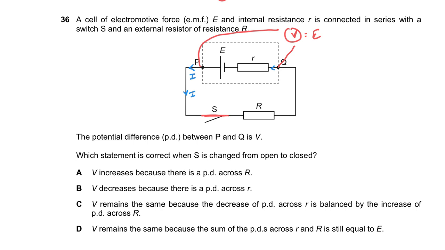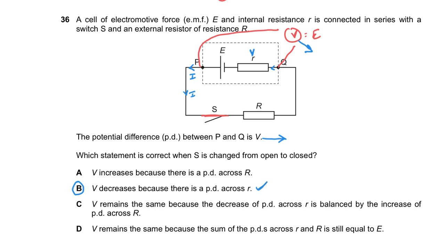So there will be some potential lost in the battery across the internal resistance. So this time around, this V will be lesser than the previous value for V. V decreases, okay, V decreases because there is a potential difference across R, which is the internal resistance.